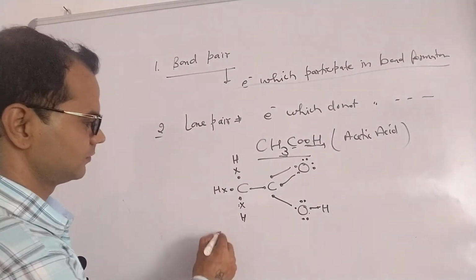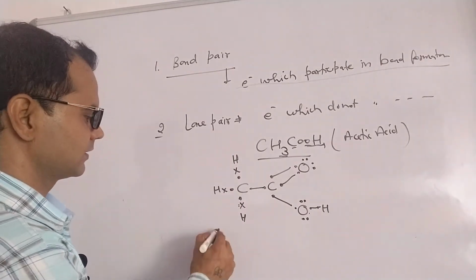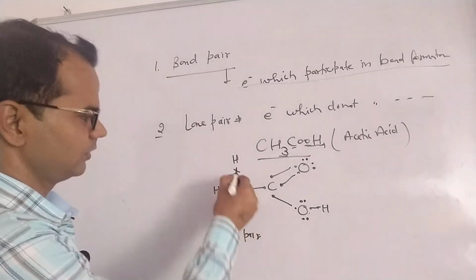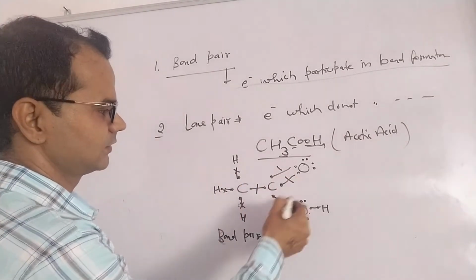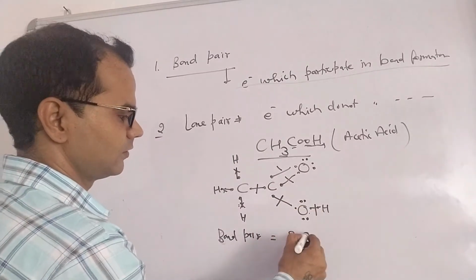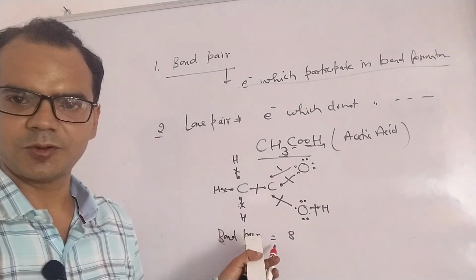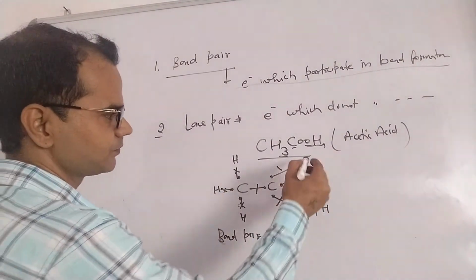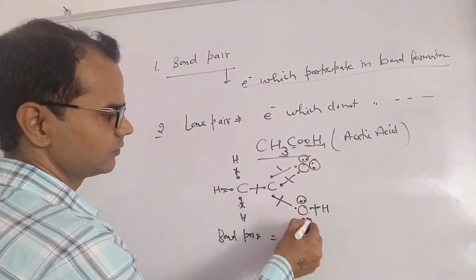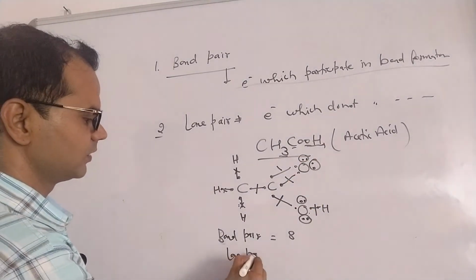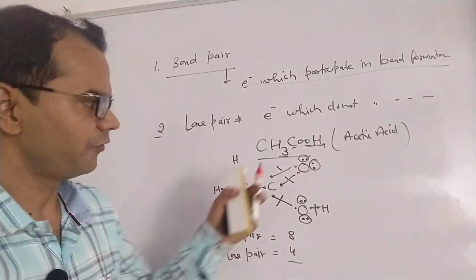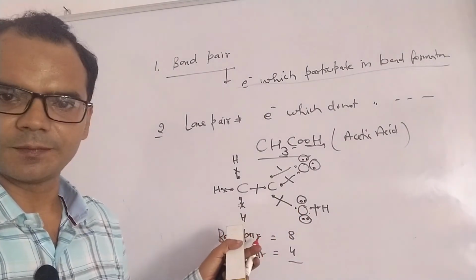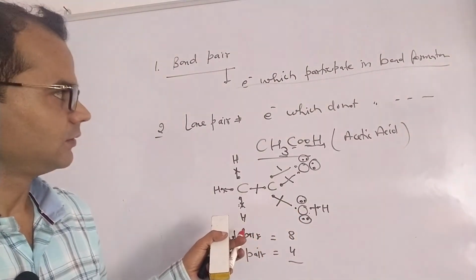Let's count a bond pair. I think 1 bond, 2, 3, 4, 5, 6, 7, 8. We have 8 bond pairs here, and let's count a lone pair. 1 lone pair, 2, 3, 4. We have 4 lone pairs. So free electrons are lone pair electrons and bonded electrons are bond pair electrons. Clear?